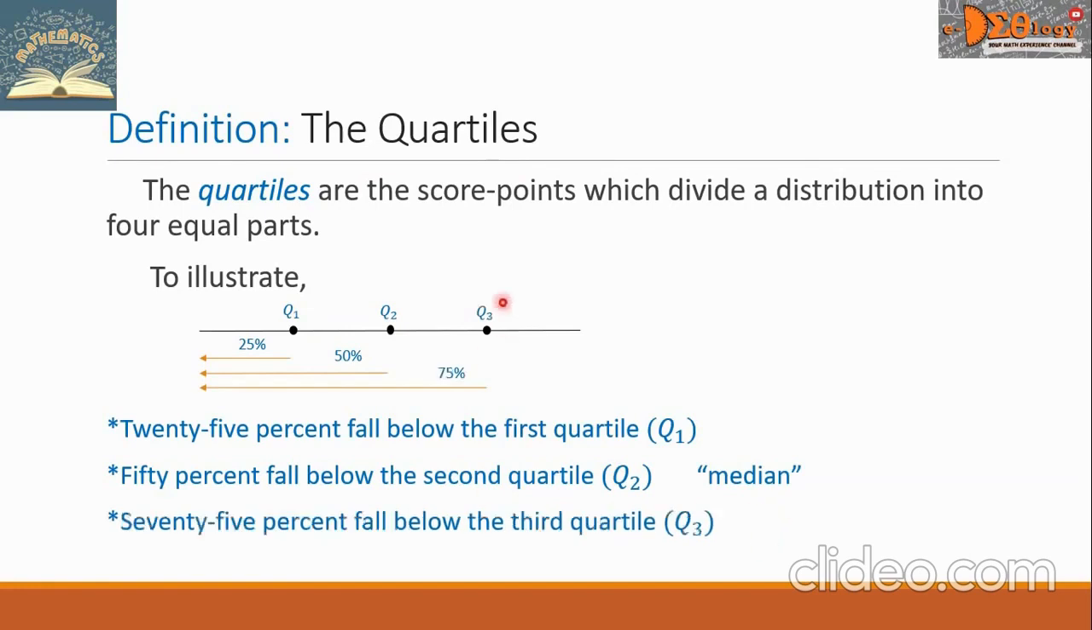The third quartile is here, denoted by Q sub 3. We say that 75% of the distribution fall below the third quartile.